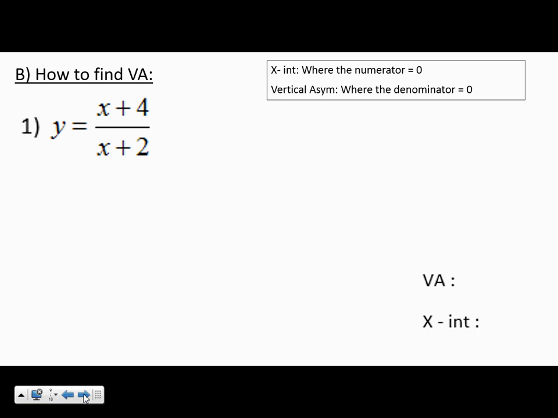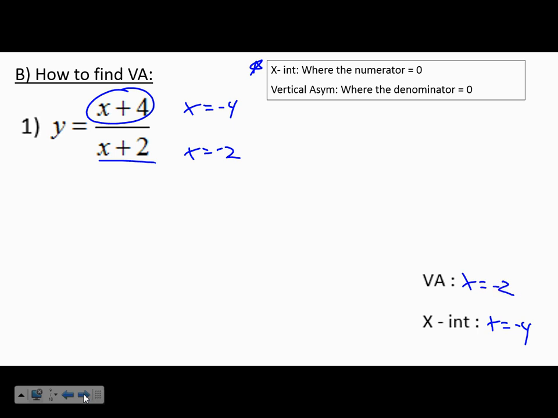So for our first question, we've already done this, and I put this little box in your notes for you. Your x-intercept is where your numerator is 0. Your vertical asymptote is where your denominator is 0. So we really already did this one. Our numerator is 0, x is equal to -4, so that's our x-intercept. And over here, our asymptote is x is equal to -2, because that's that vertical line. And again, I'm just going to keep both of them as x is equal to.